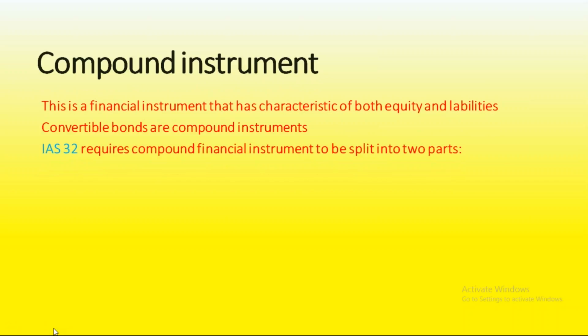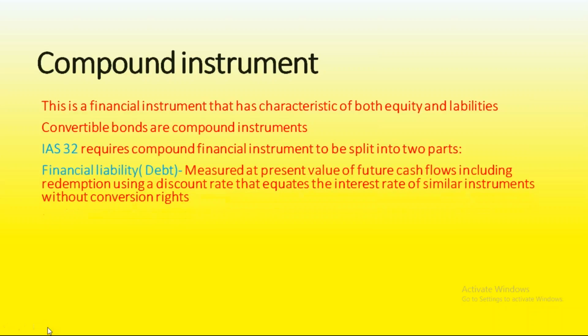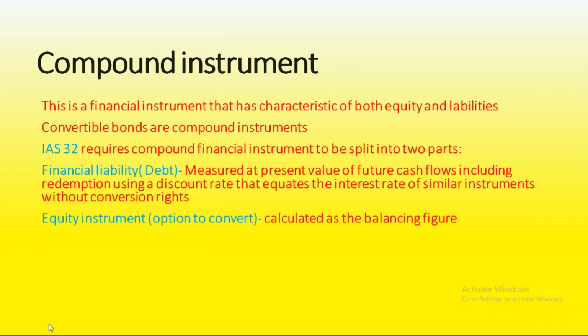So it has both characteristics of equity and liability. These have been the discussion questions of our ACCA examiner. It requires the compound instrument to be split into 2 parts. Financial liability, measured at present value of future cash flows, including redemption, using a discount rate that equates to the interest rate of a similar instrument without conversion rights. And the equity instrument, calculated as a balancing figure. This must be shown separately in the statement of financial position.